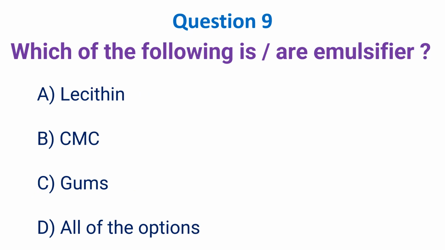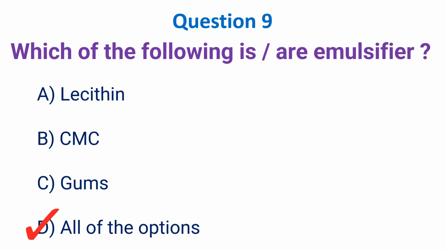Question number 9. Which of the following is or are emulsifier? Options are option A lecithin, option B CMC, that is carboxymethyl cellulose, option C gums, option D all of the options. Correct answer is option D, all of the options. Lecithin is a naturally occurring emulsifier that can be found in egg yolks, soybeans, sunflower and canola, etc. It acts as an emulsifier as well as an antioxidant.